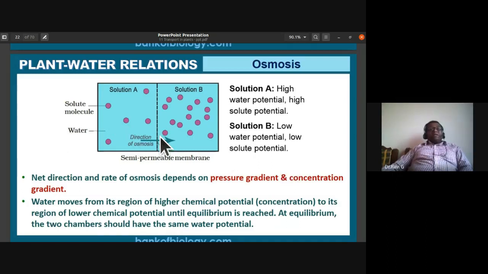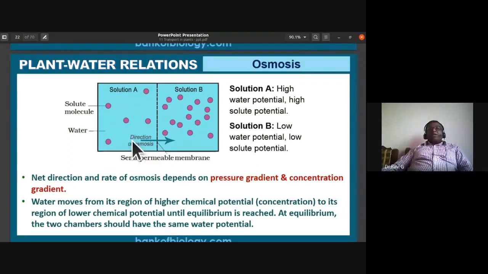As a result of that, there is movement of water molecules from a region of higher water potential, or higher free energy, to a region of lower free energy through a semi-permeable membrane. This is the direction of movement of water, and we call it osmosis. Osmosis is the movement of water from a region of its higher free energy to a region of its lower free energy through a semi-permeable membrane. We call it osmosis.